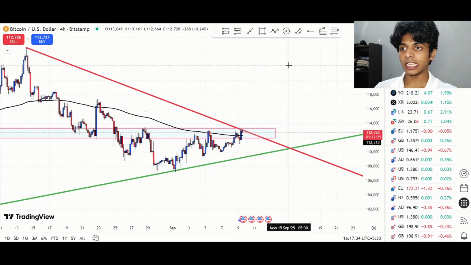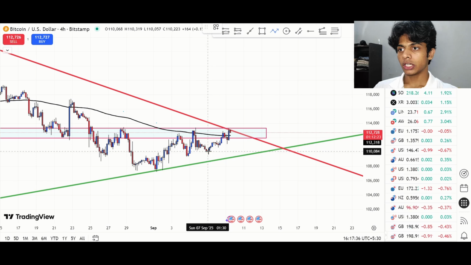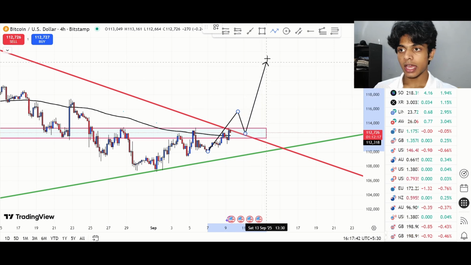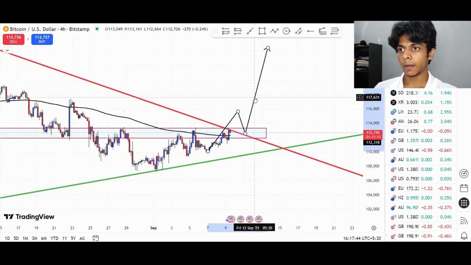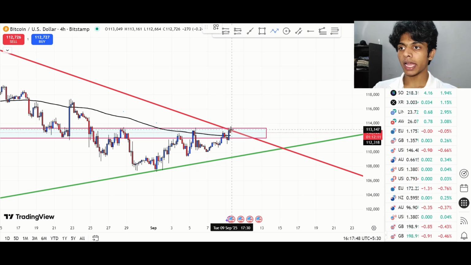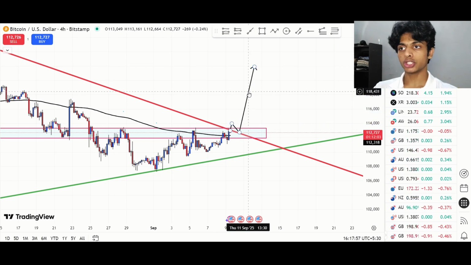Now we can expect this price to have a breakout, retest of the support zone and the trend line, and then we can buy. This is what we can do. Some people also buy as soon as the breakout occurs, which is totally fine, but they'll have to accept a little drawdown and then it might shoot up.